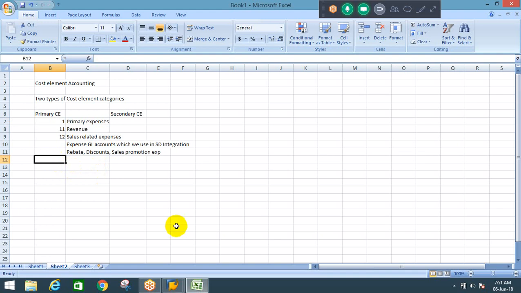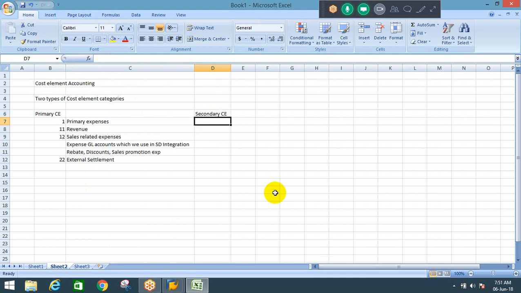And we have one more, 22. This is for external settlement. Let us discuss this later. Let us not get confused.